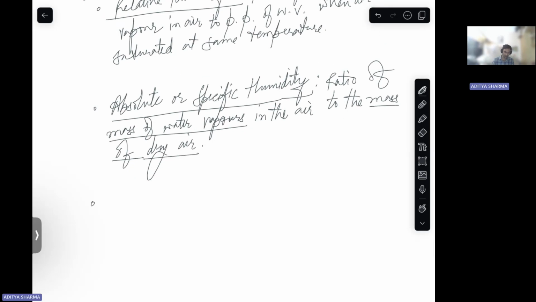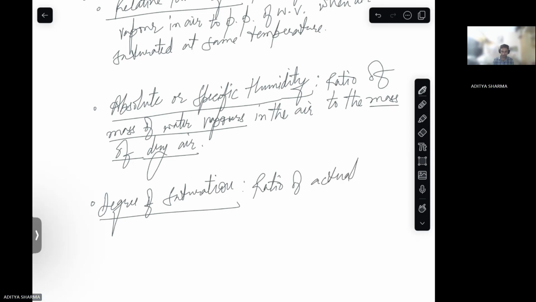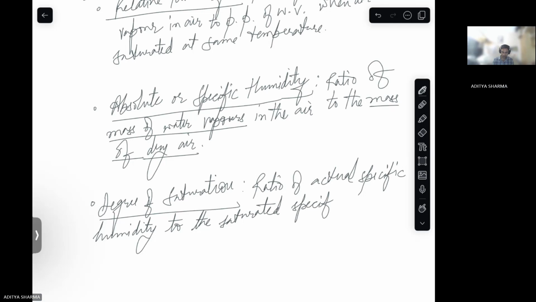Then there is one more definition, that is degree of saturation. So what is your degree of saturation? This is the ratio of actual specific humidity to the saturated specific humidity.